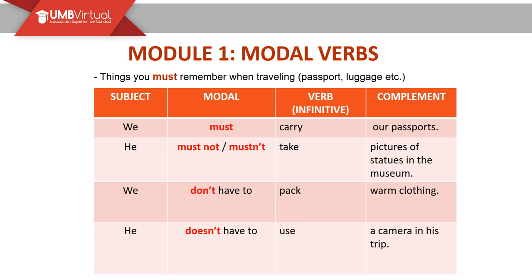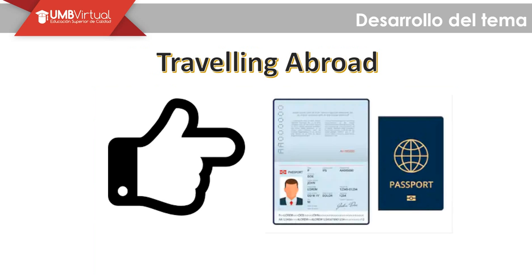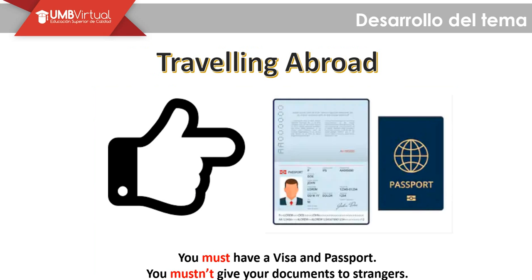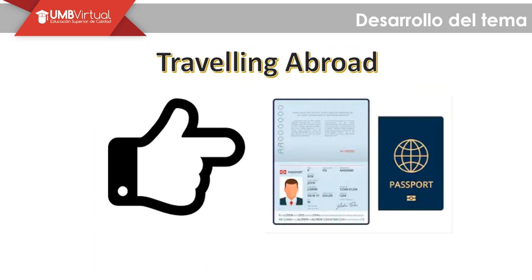We don't have to pack our clothing, and he doesn't have to use a camera in his trip. Aquí tenemos otro uso, digamos que el primero, como tal, es una obligación dentro de un lugar. El segundo ya está un poco, digamos que, más referido a personal. Traveling abroad. Alright, the idea right there is we're going to see this picture and we're going to try to infer what sentence we can write in this space.